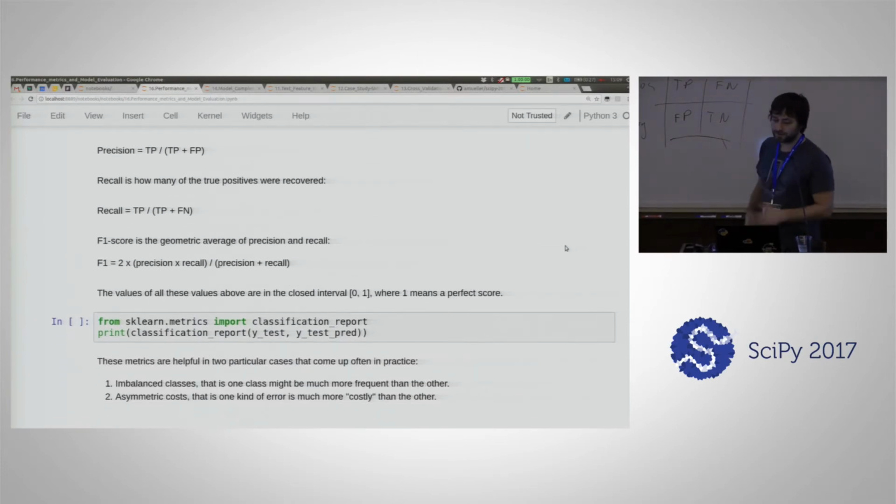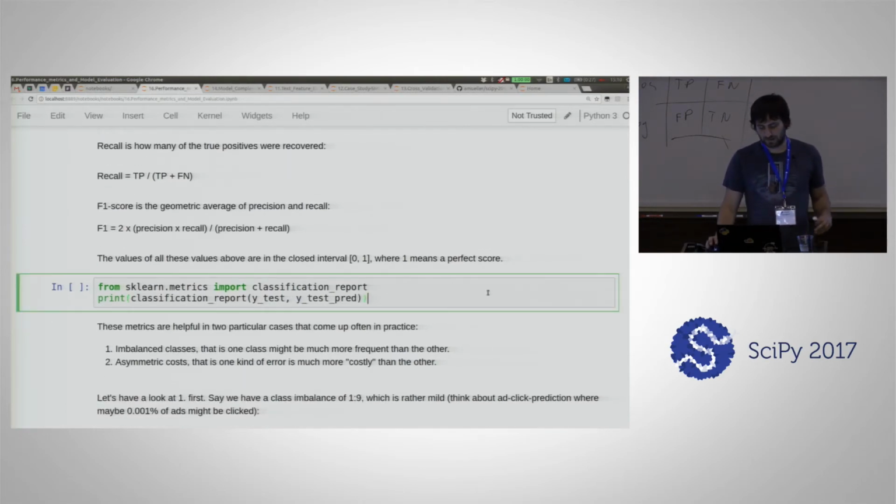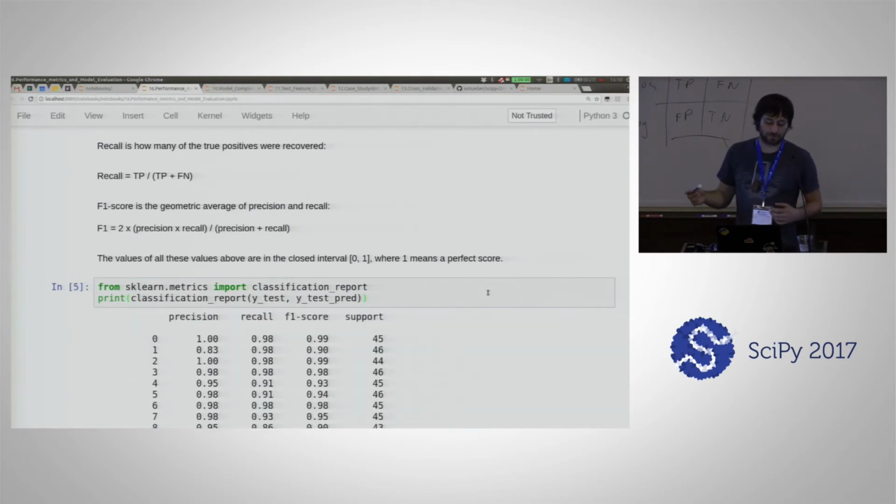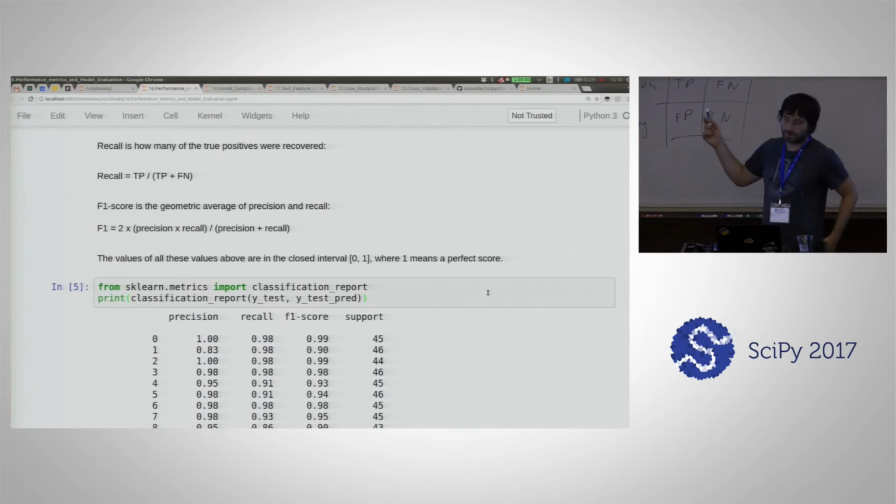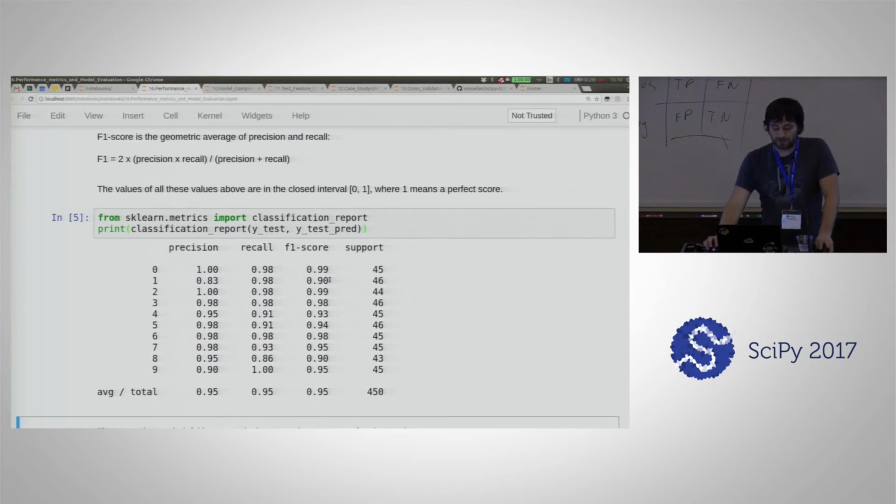Depending on your application, one or the other might be helpful. The F1 score is the geometric average of the 2, and that gives you some kind of trade-off between these 2 values. You can use the classification report to compute all of them. These are binary metrics, so if you do this with a 10-class classification problem, such as the digits, you will get precision and recall for each class being the positive class.